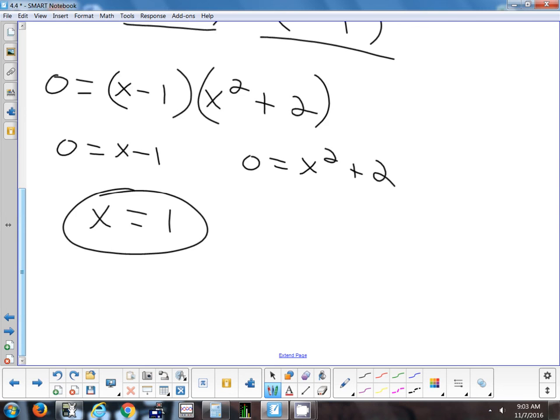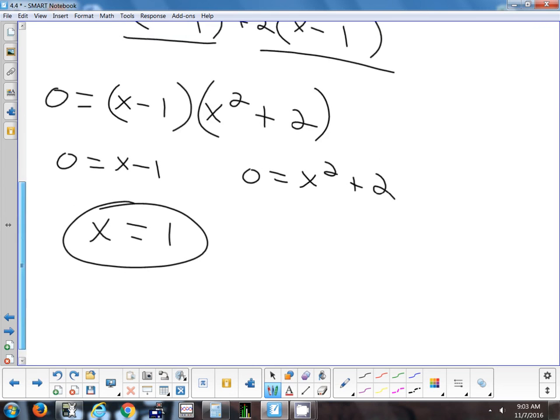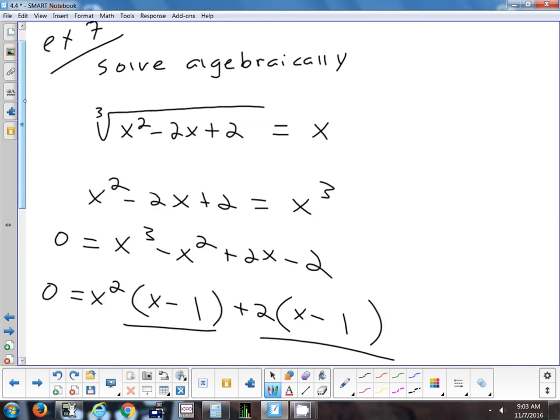So the only answer is x equals 1, but I have to double check it and make sure that it doesn't cause me to either take the square root of a negative or some other weird thing happens. So let's check it. What's 1 squared? 1. 2 times 1? 2. Plus 2. Now let's do it out. What's 1 minus 2? Plus 2.